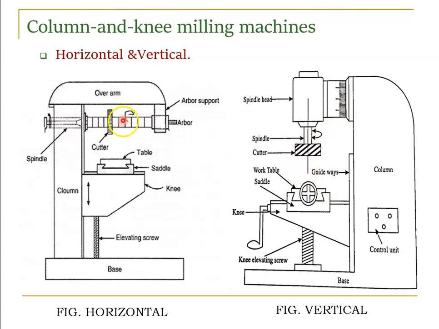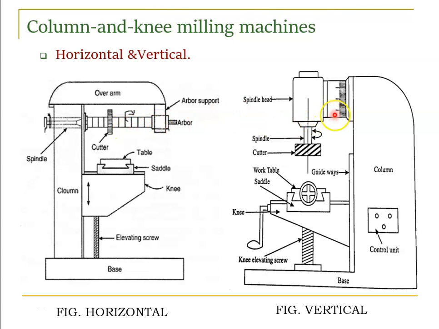If the spindle revolves about a horizontal axis, it is a horizontal milling machine. If the spindle revolves about a vertical axis, it is a vertical milling machine. Now we compare the two. We have a base and a column. For the horizontal milling machine, we have an overarm to hold the milling cutter. The milling cutter is connected onto the arbor, a rotating element.